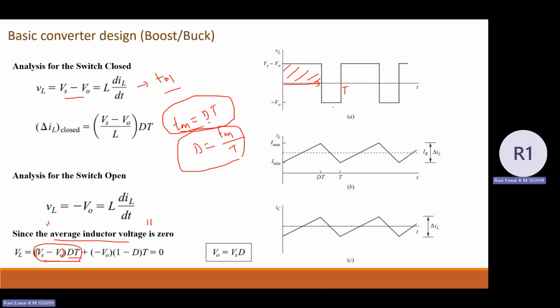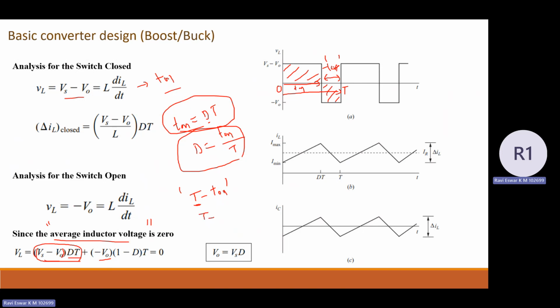Now come to mode 2. This is the area under the inductor voltage curve, which is given as minus V naught into T off. This duration I can call T off. Now how can I write T off? T off I can write as T minus T on, because this is the total time period, capital T. So if I subtract T on from capital T, we get capital T minus T on.